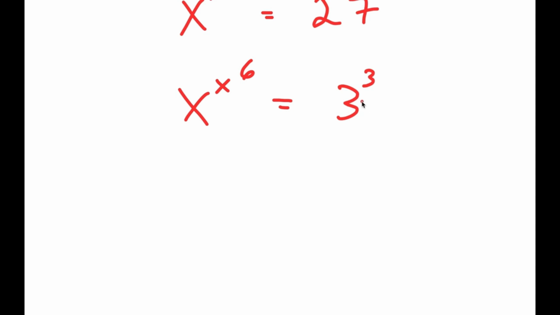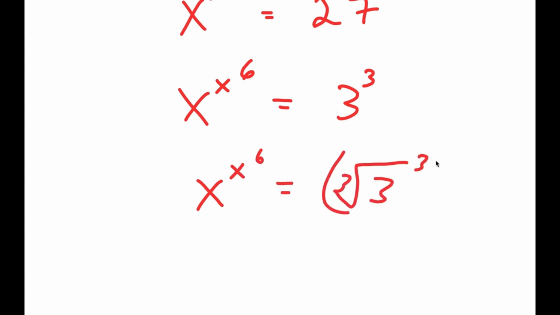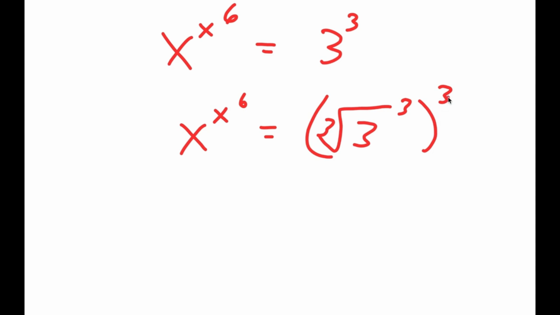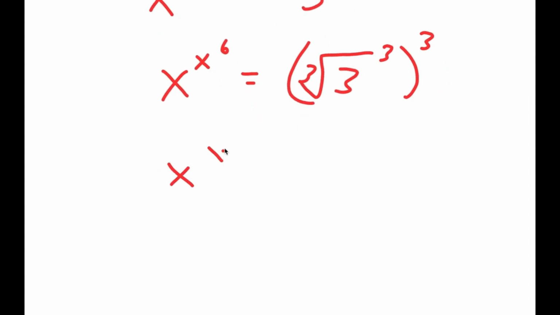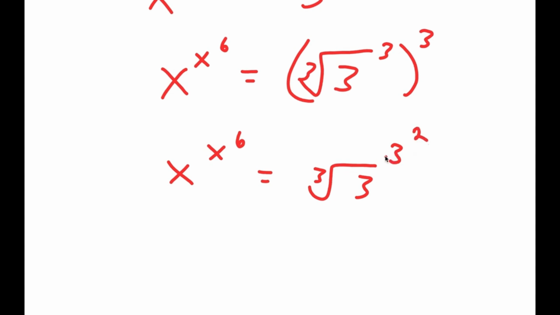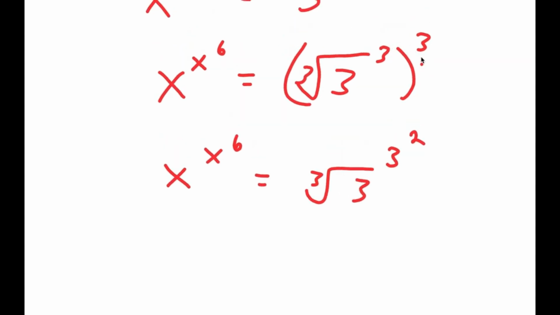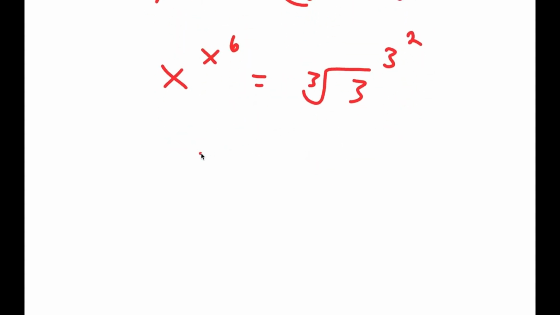And now from here, this is the same thing as x to the power of x to the power of 6 is equal to the cube root of 3 to the power of 3 to the power of 3, which is equal to the cube root of 3 to the power of 3 squared. Because 3 times 3 is 9, and 9 is the same thing as 3 squared.